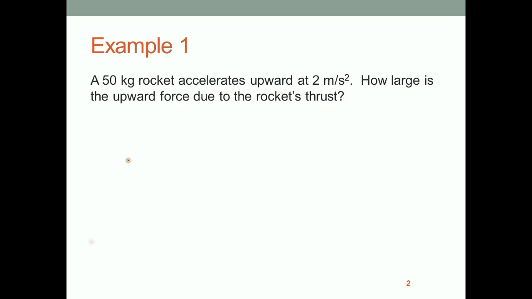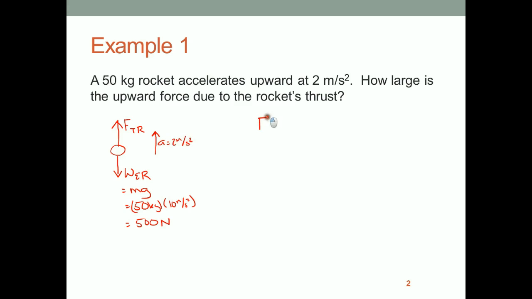So to begin with, I'm going to draw a free body diagram. I know that the rocket will have some weight pulling it downward. That will equal mg. So that's 50 kilograms times 10 meters per second squared, or 500 newtons. There is also a force due to the thrust acting on the rocket. This is the thing I want to know. And the other thing I'm told is I have an upward acceleration of 2 meters per second squared.